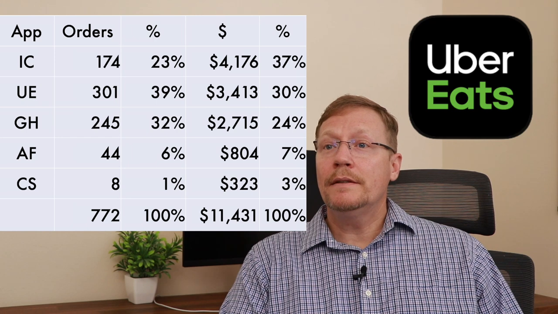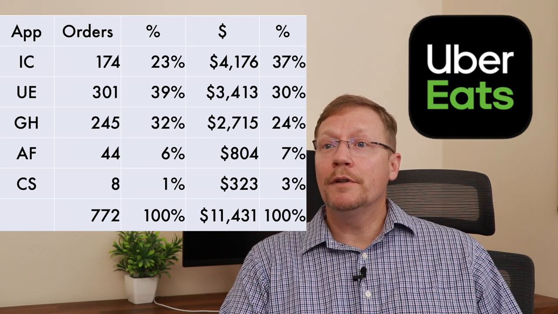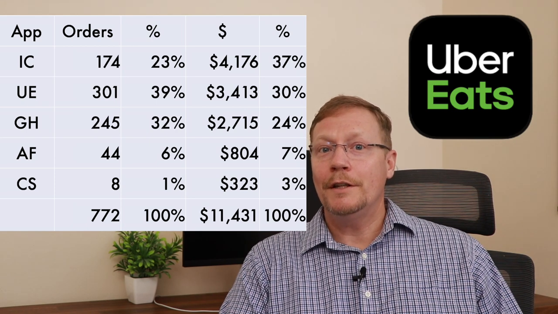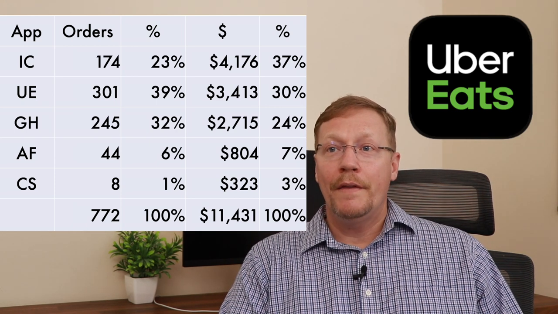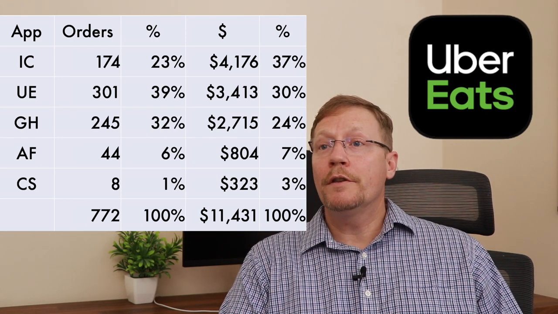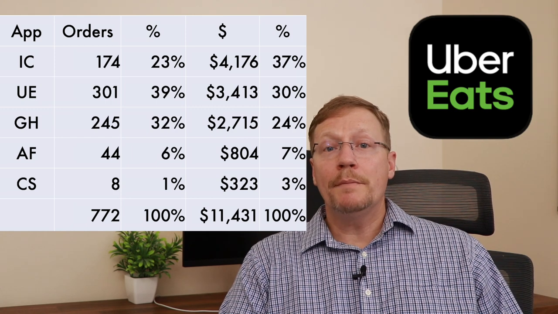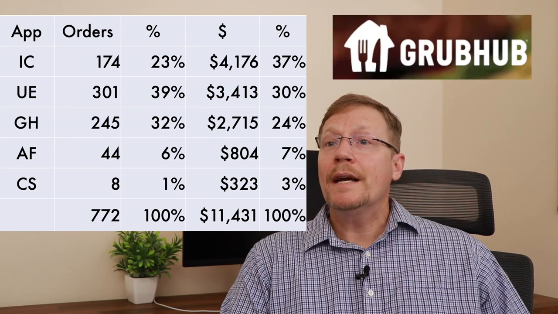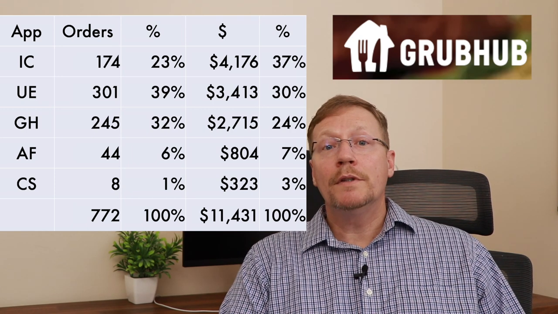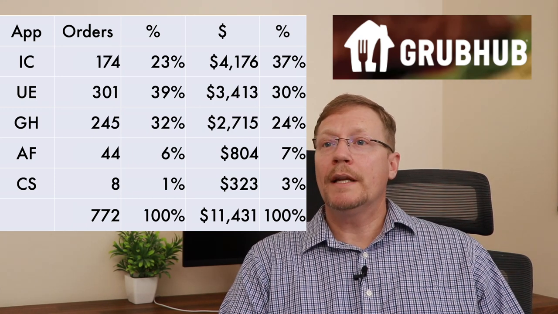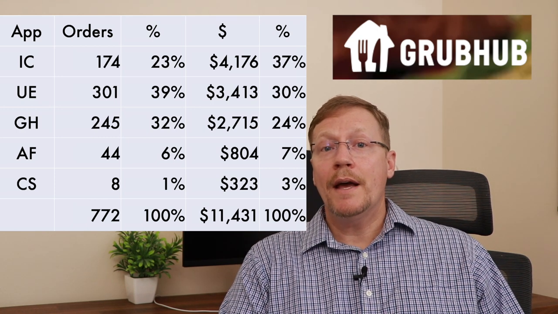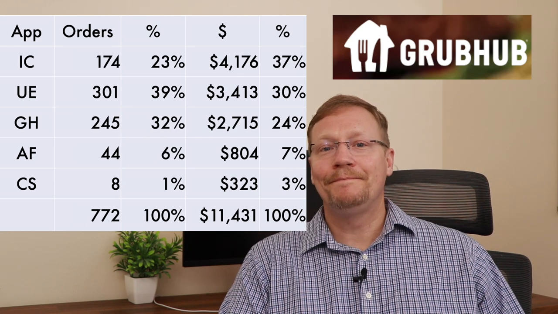Next, I did Uber Eats. I had 301 deliveries, and that ended up being 39% of my trips, you know, the different runs that I had done total for gig work. Earnings came in at $3,413. And that's 30% of my total earnings. Up next is Grubhub. I did 245 trips with them, and that was 32% of the total trips that I did. I made $2,715, and that was 24% of my income.